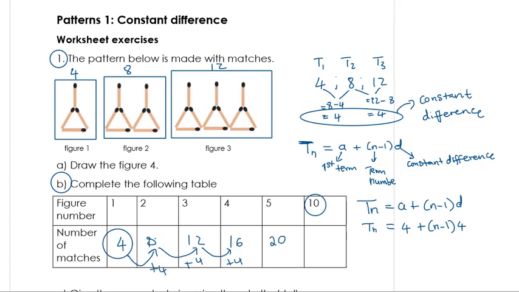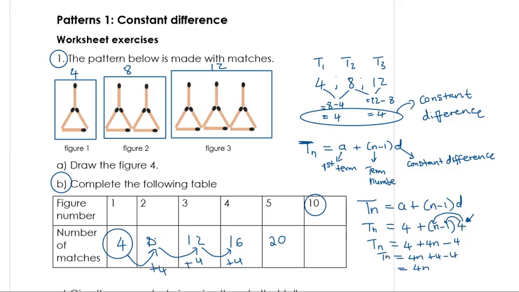Afterwards, I must work out and simplify this expression. Tn is equal to 4 plus 4 times the bracket, so I multiply the 4 by n and by negative 1. 4 times positive n gives positive 4n, and positive 4 multiplied by negative 1 gives negative 4. Then I group the like terms: 4n plus 4 minus 4. 4 minus 4 is 0, so I end up with 4n.